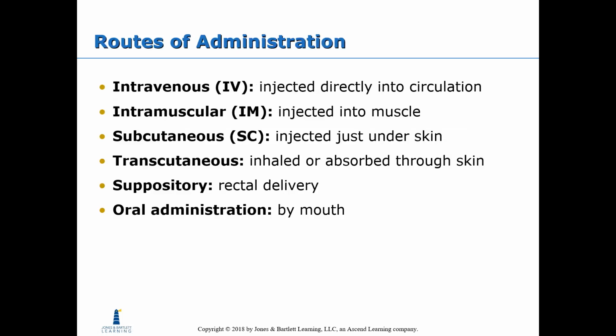Routes of administration, I'm sure you are all familiar with these, but we're just going to go through these briefly. Intravenous, IV, is injected directly into circulation through a vein. Intramuscular, IM, is injected into muscle. Subcutaneous, SC, is injected just under the skin. Transcutaneous is inhaled or absorbed through the skin. Suppository is given by rectal delivery, and oral administration is by mouth.